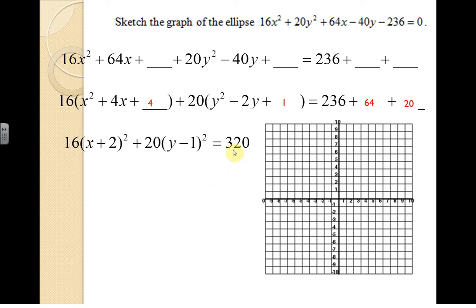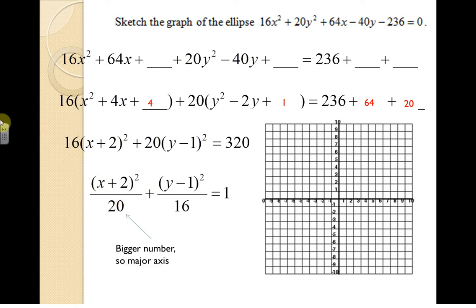And we need the whole thing to equal 1. Okay, so now we're going to divide by 320. And when you do, you get 1/16, so that's going to be over 16. You get 1/20th, so this is going to be over 20. Okay, so then, again, we notice that the bigger number is under the X, so we're going to have a short and fat ellipse. Our center would be -2, +1.